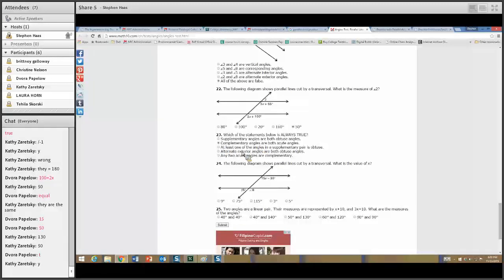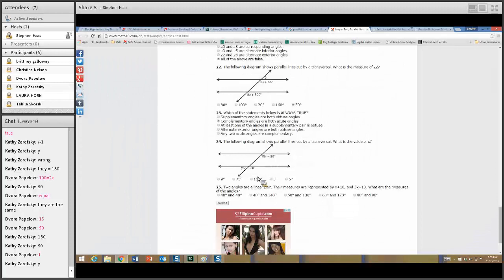Okay. Why is 3 incorrect, by the way? At least one of the angles in a supplementary pair is obtuse? That's false because they could both be right angles. They could each be 90. Alternate interiors are both obtuse, not necessarily. Only two angles are any two cubed. Oh, that's ridiculous.